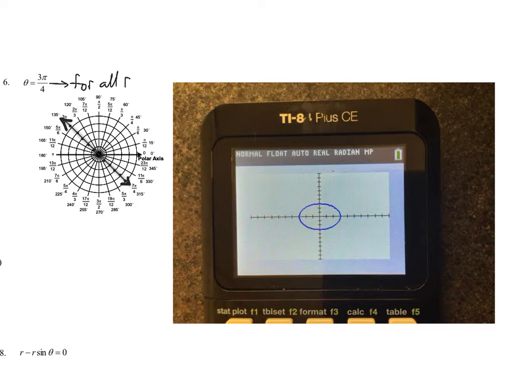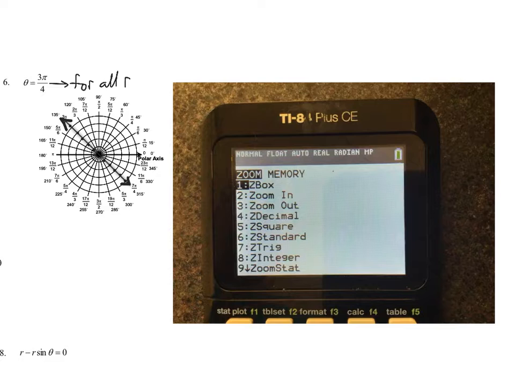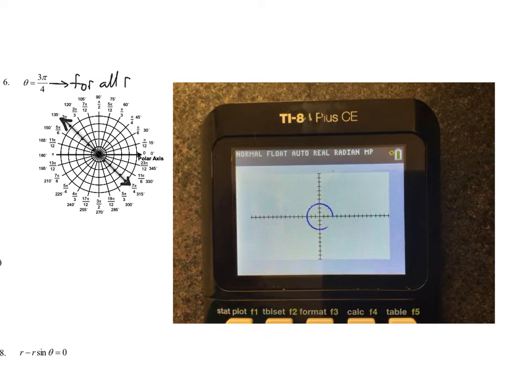You could use zoom 5. And it makes the zoom box? Yeah. Oh, zoom square, yeah. Yeah, there you go. Very good. That was literally the first time I ever used that one. I've never used zoom square before. Looks much nicer.